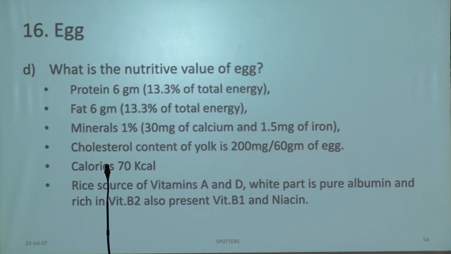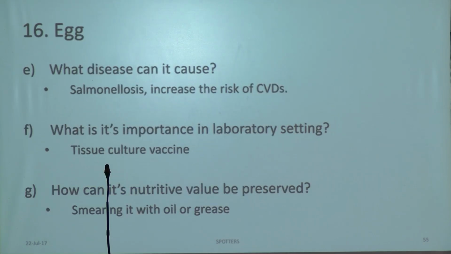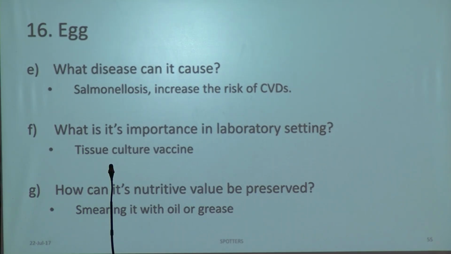If it is from the same birds, it is usually what we eat. Its content is usually 60 to 65. Okay. What are the rich sources of vitamin A and D? And the white part is pure albumin. What disease can it cause? Salmonellosis. What is the importance in lab setting?